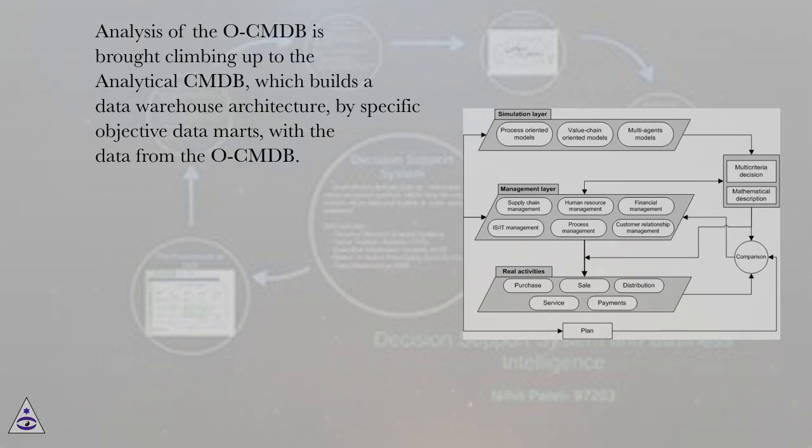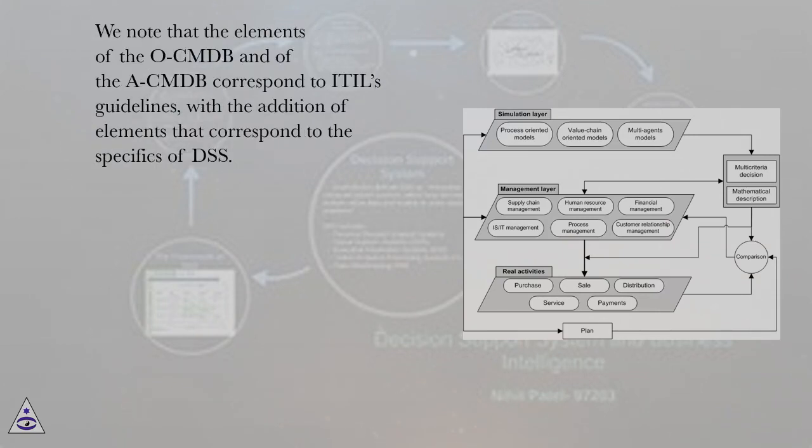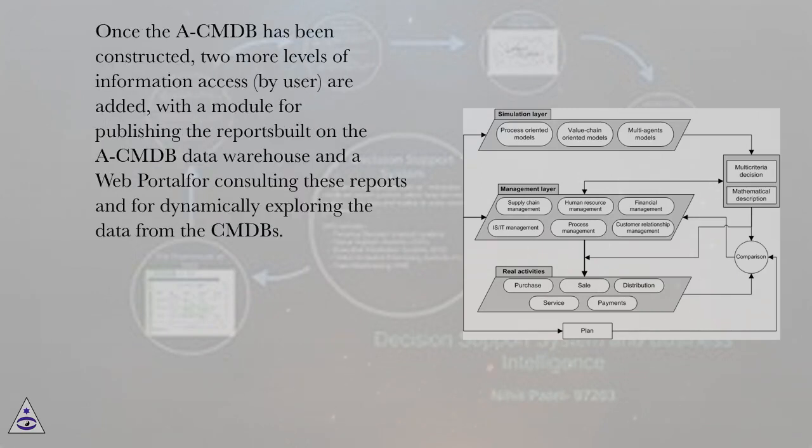Analysis of the OCMDB is brought climbing up to the analytical CMDB, which builds a data warehouse architecture, with specific objective data marts, using the data from the OCMDB. We note that the elements of the OCMDB and of the ACMDB correspond to IDLE's guidelines, with the addition of elements that correspond to the specifics of DSS. Once the ACMDB has been constructed, 2 more levels of information access by the user are added: a module for publishing the reports built on the ACMDB data warehouse, and a web portal for consulting these reports and for dynamically exploring the data from the CMDBs.